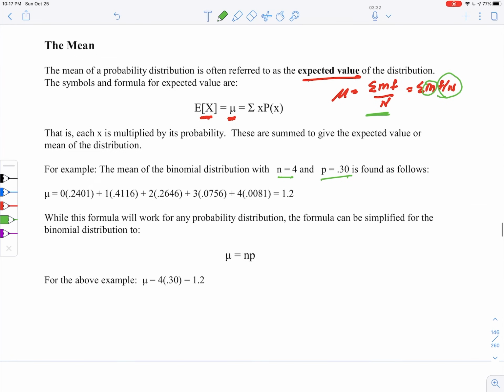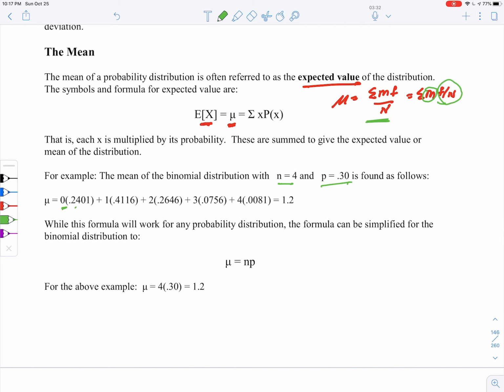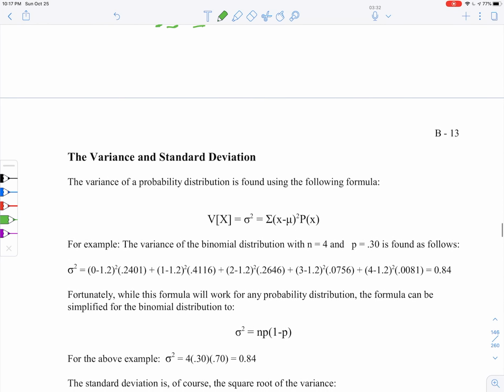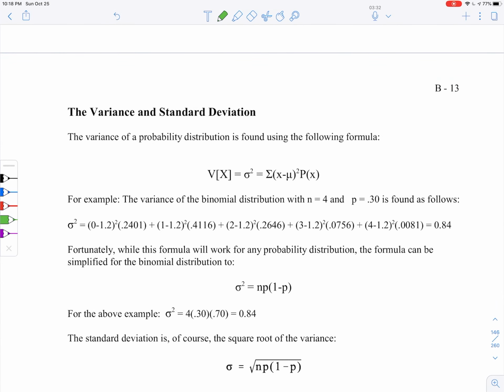So there's that 0, and there's that 0.2401. We do that for each of the numbers from the column, and we would end up with 1.2. It turns out that for a binomial distribution, that's simply equal to n times p. So mu is equal to 4 times 0.3, which is equal to 1.2. Easy peasy, that's the way it works. The variance and the standard deviation are found by this formula right here.